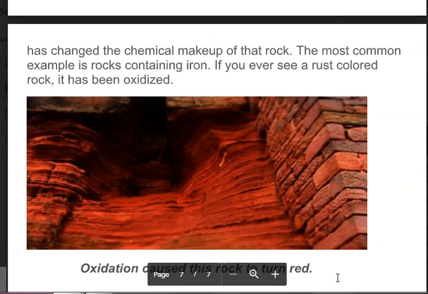Oxidation in rocks happens when they are exposed to oxygen. These rocks change to that red or rust color because of the oxygen that changes the chemical makeup of the rock. The most common example is rocks containing iron. If you ever see a rust colored rock, it has been oxidized. Oxidation caused this rock to turn red.